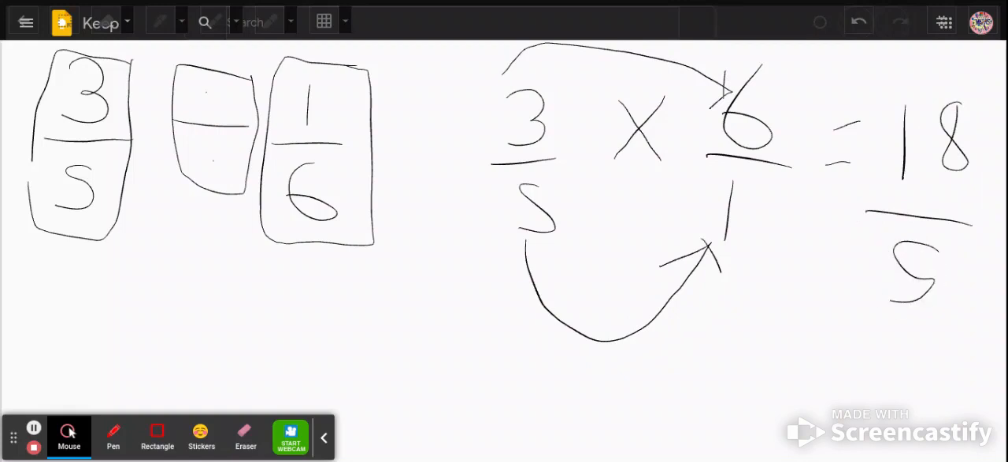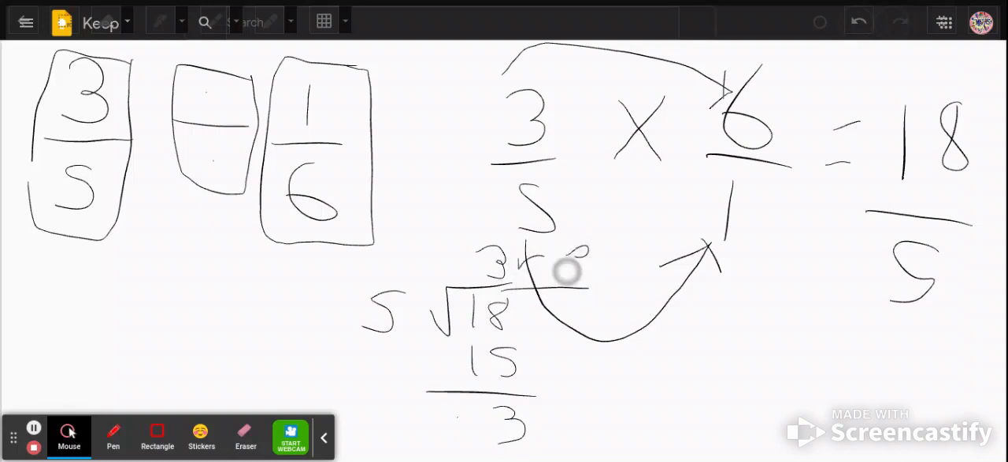And if we want, being that this is an improper fraction, we can rewrite it as a mixed fraction, right? So let's see how many times 5 goes into 18. 5 goes into 18 3 times, right? 5 times 3 is 15. And if you realize, we'll have a remainder of 3. So 3 remainder 3, right?